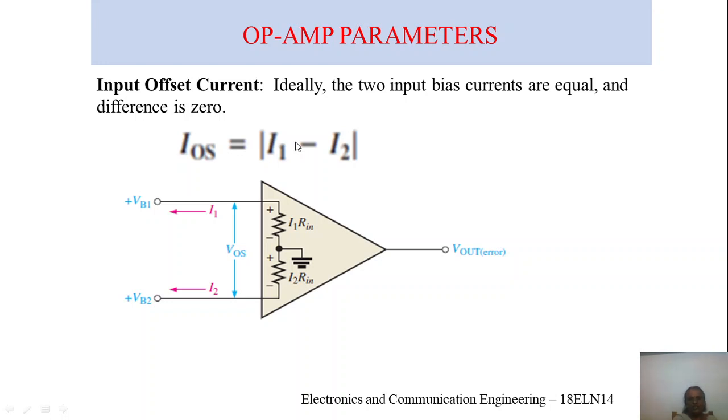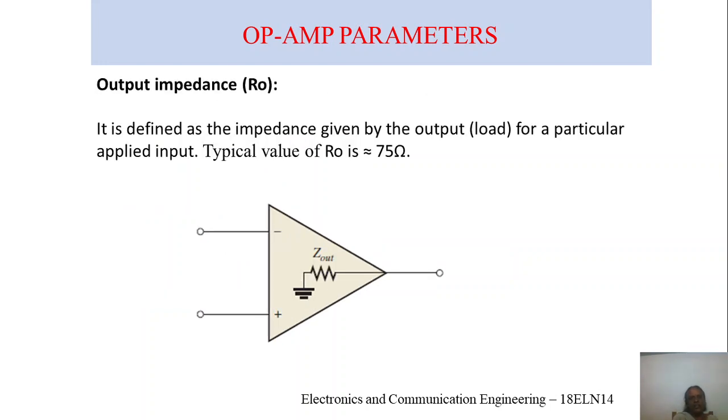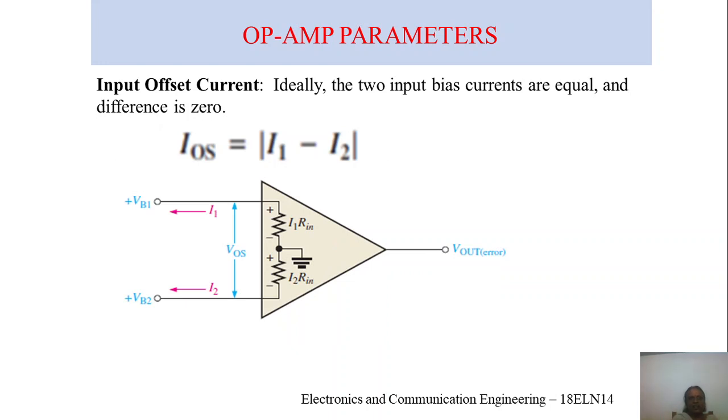But practically it is not so. To calculate the difference, we are going to calculate the absolute value of the IOS, that is the input offset current. Next, before going into the output impedance, another parameter: the actual magnitude of the offset current. The actual magnitude of the offset current is usually at least an order of 10 times less than the bias currents. In many applications, the offset current can be neglected.